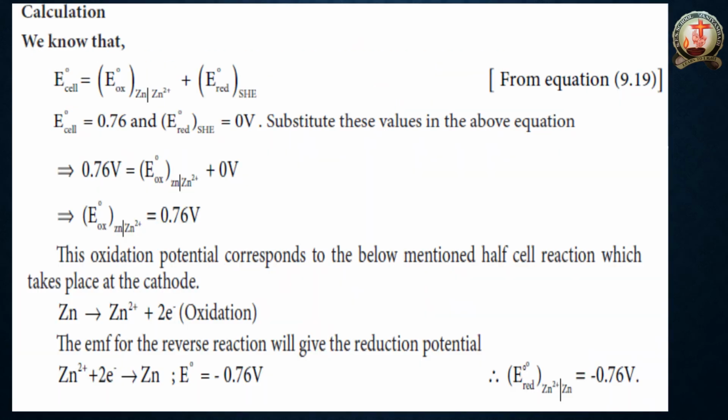See that one. We know that E cell is equal to oxidation and reduction. So we are using the reduction side as the standard electrode. We know that it is 0 volt. So E cell is equal to 0.76 and reduction 0 volt. Substituting this value into the above equation, we can get this answer. With this easy understanding, we can use SHE as a reference electrode. Don't ever forget, SHE is acting as a reference electrode.